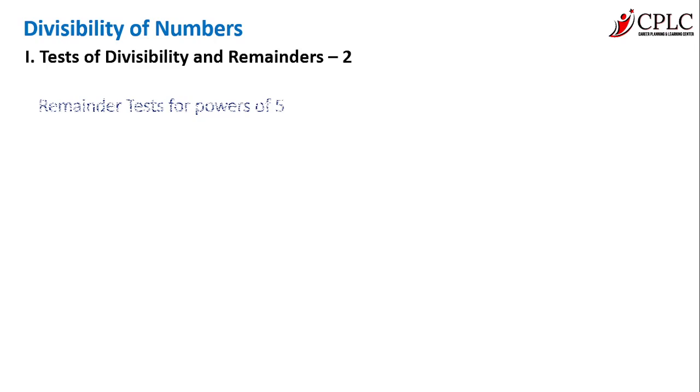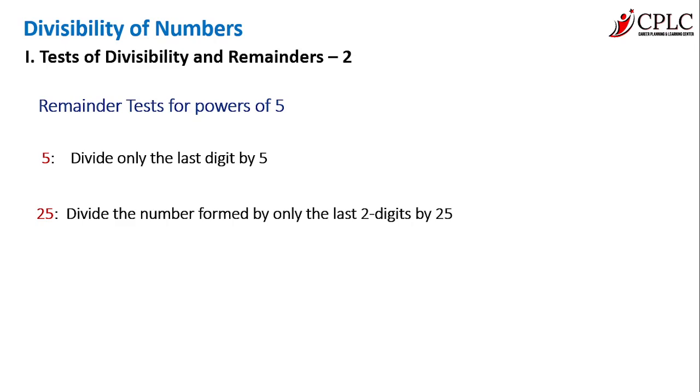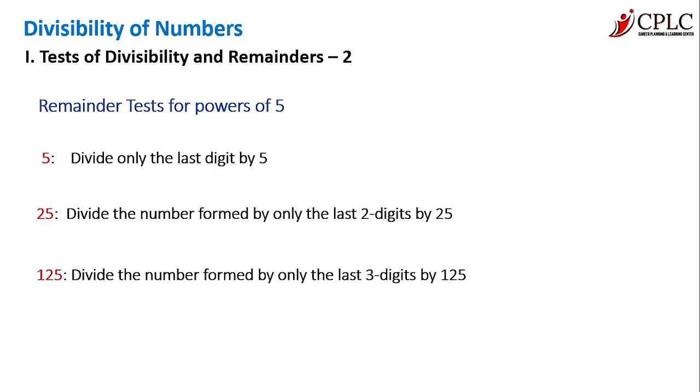The same goes for the remainder tests. So you want to find out a remainder if a number is divided by 5. You do not have to divide the entire number. You have to only divide the last digit of the number. If you divide the last digit of the number by 5, you get the remainder. Similarly for 25, divide the last two digits of the number by 25. And for 125, divide the last three digits of the number by 125, and so on and so forth. This is the way to do that. So these are the divisibility and the remainder tests for the powers of 5, for example.